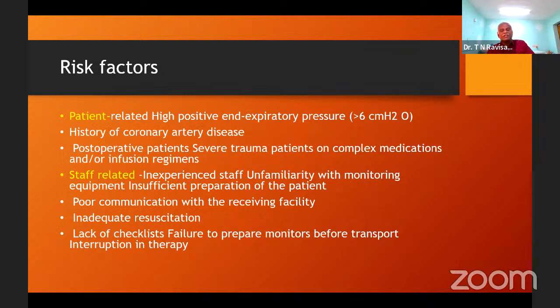Poor communication with the receiving facilities or from the primary center can cause a lot of problems. Inadequate resuscitation: sometimes you do some massage, you see a QRS complex coming in, and you just want to shift the patient out of the hospital. You shift the patient hardly 2-3 kilometers outside the hospital, and the patient might have a flat line. See to it that the patient is properly resuscitated and there is a proper QRS complex and a proper BP recorded before the patient is shifted onto the ambulance. Lack of a checklist, failure to prepare monitoring before transfer, and interruption of therapy are some of the causes of patients dying within the ambulance.